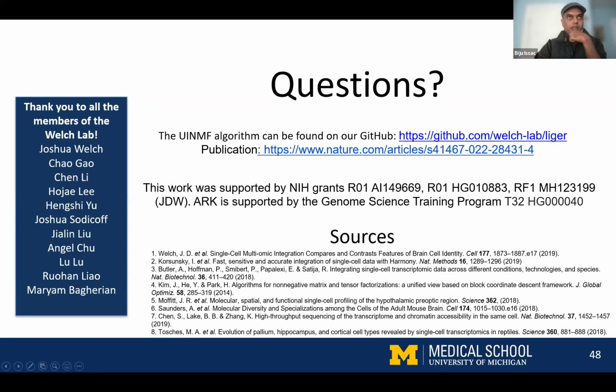Okay, and you also showed that using UINMF achieves better separation of the clusters. How do you think the final annotations are better with UINMF? Like, what fraction of cells would change annotation in your estimate?